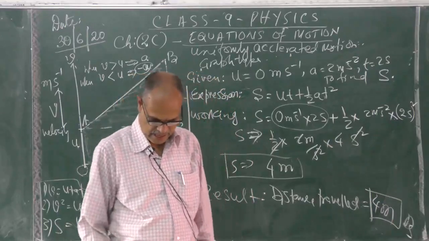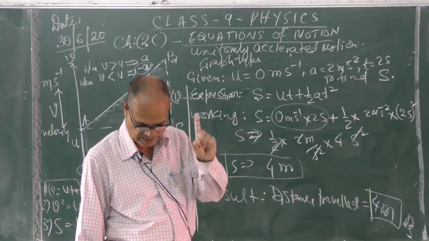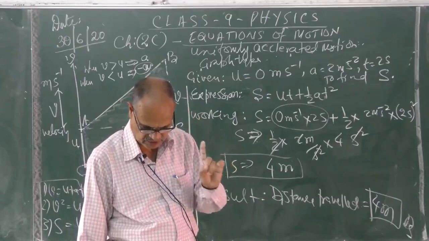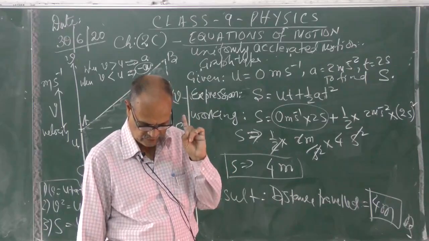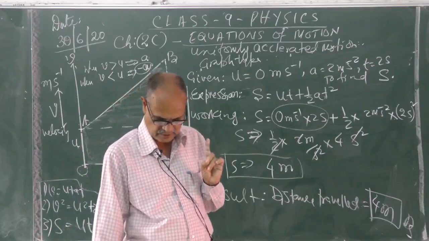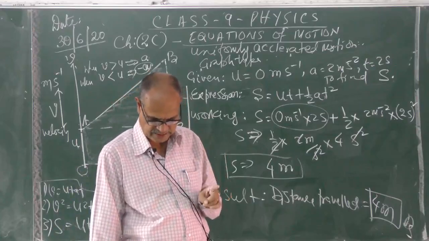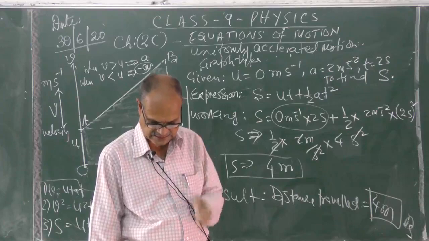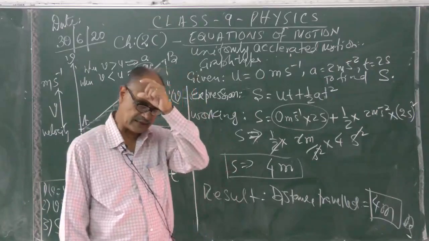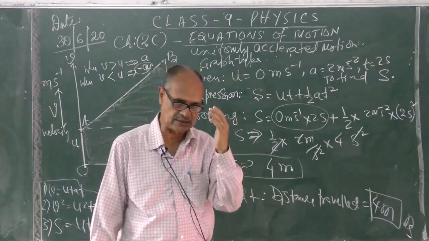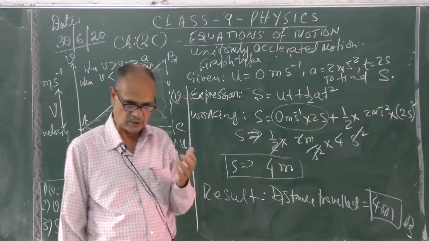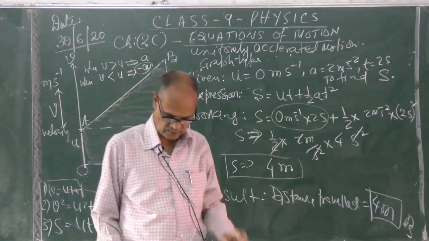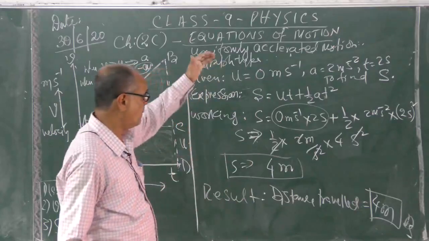You can do number 2 by the same method, because I am seeing question number 2 has the u value as 10 meter per second and the a value as 5 meter per second square. You have to find the distance with 5 second time, using the same formula. So the data is already given in your statement, and you have to set the formula and work it out by the same method.